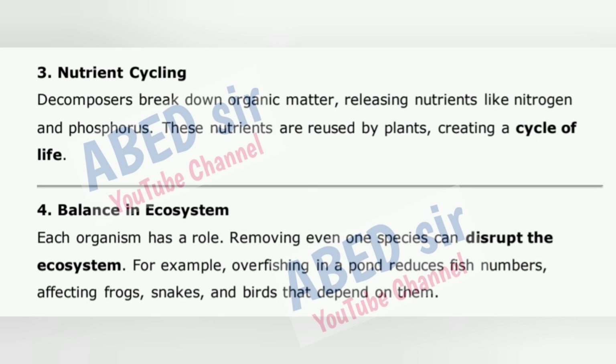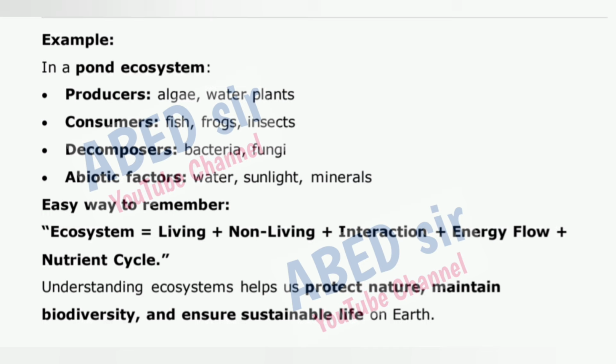For example, overfishing in a pond reduces fish numbers, affecting frogs, snakes, and birds that depend on them. Example. In a pond ecosystem. Producers, algae, water plants. Consumers, fish, frogs, insects. Decomposers, bacteria, fungi. Abiotic factors, water, sunlight, minerals.